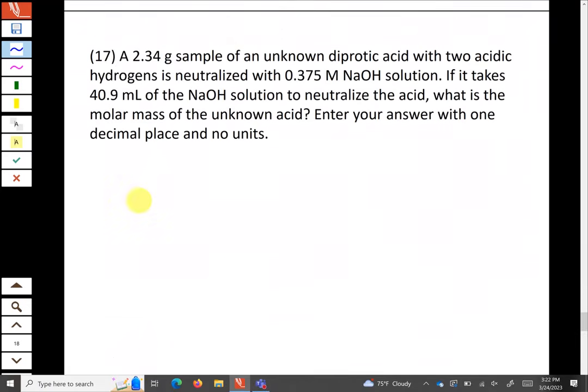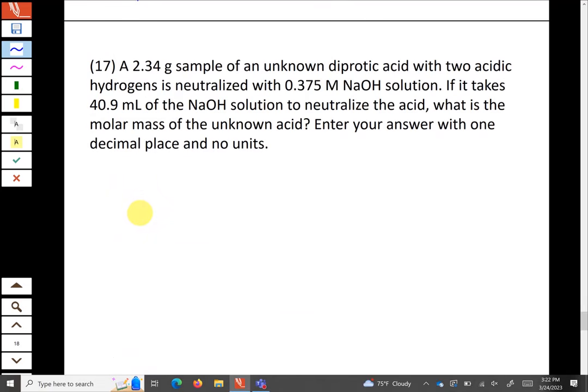All right, the last one that's not a redox problem, so there will be 3. This is a typical titration problem because we have a sample of an unknown diprotic acid with 2 acidic hydrogens. All that word salad tells us, diprotic acid, 2 acidic hydrogens, means that the general formula for this acid would be H2X, some anion X with 2 hydrogens on it, meaning that it's 2 acidic hydrogens, as we said. And we neutralize it with 0.375 molar NaOH. It takes 40.9 milliliters of the sodium hydroxide to neutralize it, so what is the molar mass?